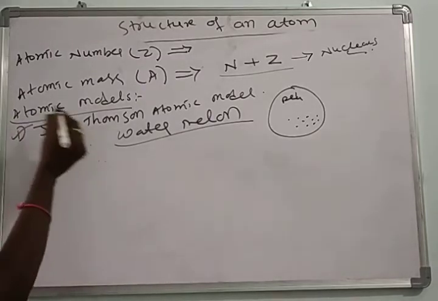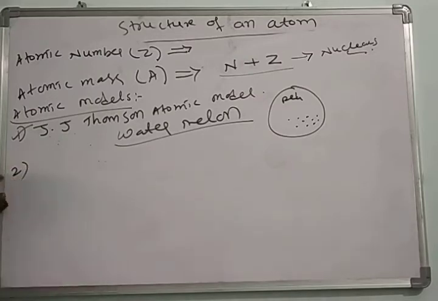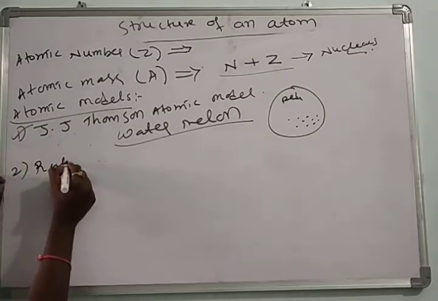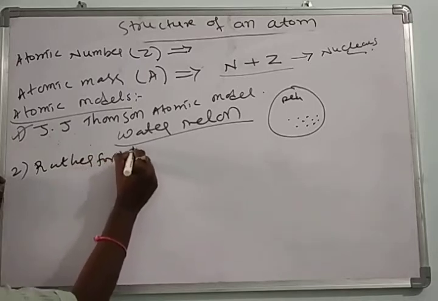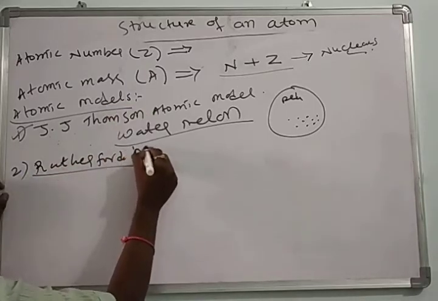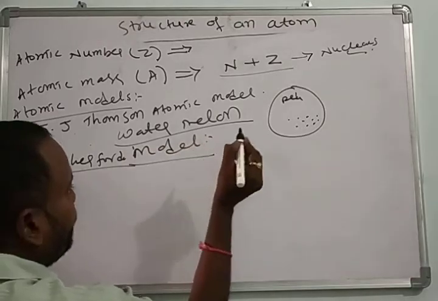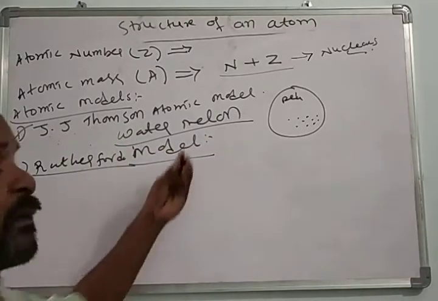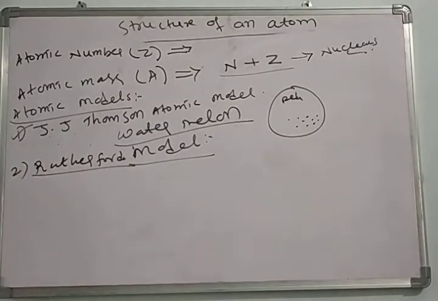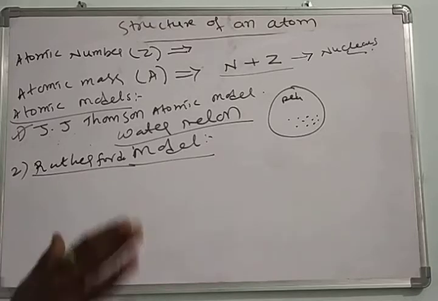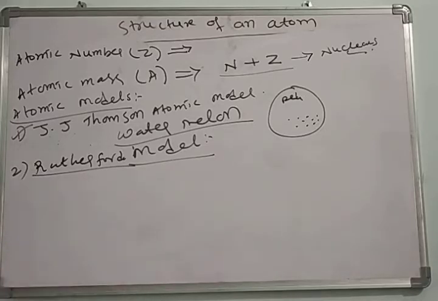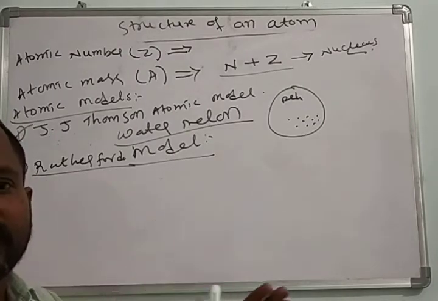This is about the J.J. Thomson model. Based on this J.J. Thomson model, Rutherford also explained the Rutherford model. According to the J.J. Thomson model, the atom is spherical in shape. Before that, we have the Dalton model, the oldest atomic model, which also explains different phenomena of an atom. According to the Rutherford model also, the atom is spherical in shape.